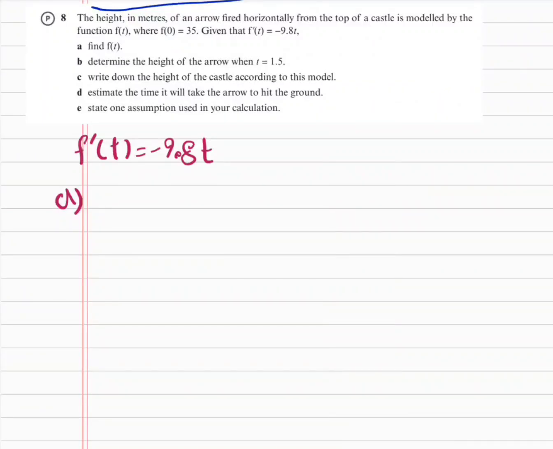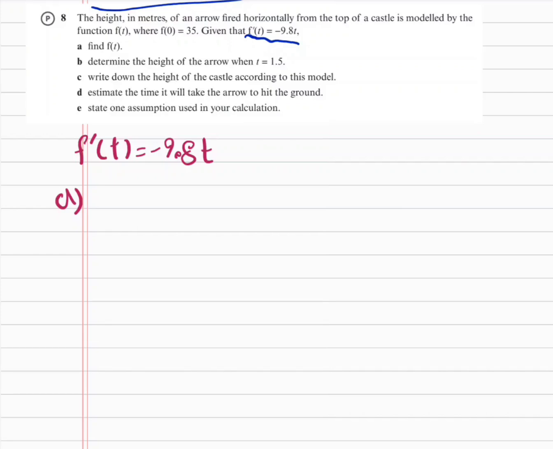Hi everyone, this video is on exercise 13C question 8. So we are given the height of an arrow from the top of the castle, which is modeled by the function f of t, where f of 0 is equal to 35, and we are also given the derivative of f of t. So the derivative is equal to minus 9.8 t. In the first part, we want to find f of t.